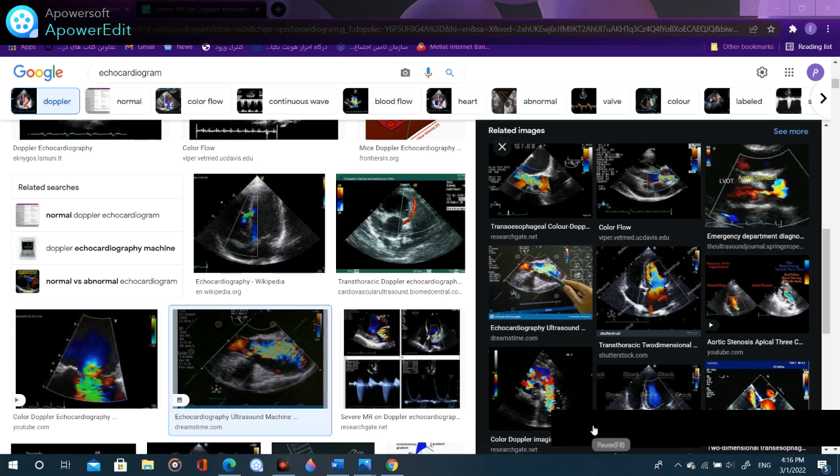So the basics of color and Doppler are about flow speed and direction in the heart, and we can find insufficiency and stenosis of the valves and vessels in the heart.